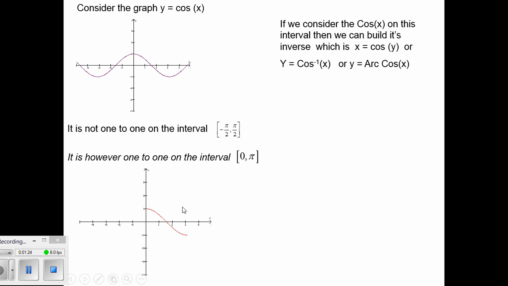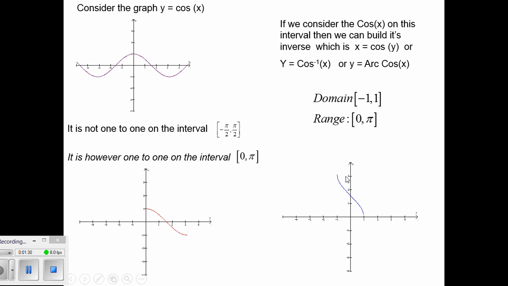So we take the chunk going from 0 to pi, which is this piece of the cosine graph up there, and that's what we're going to use to build our inverse cosine on. So that being the case, our inverse cosine looks like this. Much like the sine, it is defined between the domain values of -1 to 1 and the range values between 0 and pi.